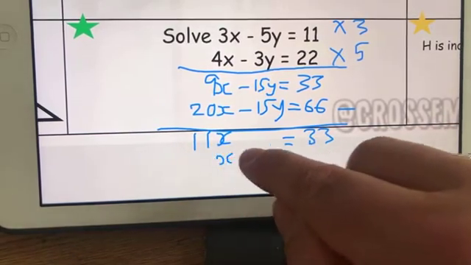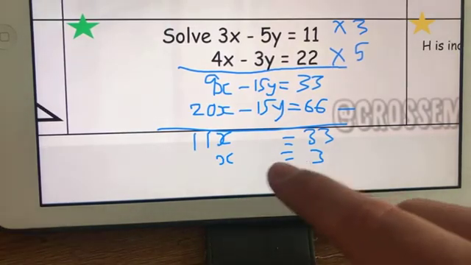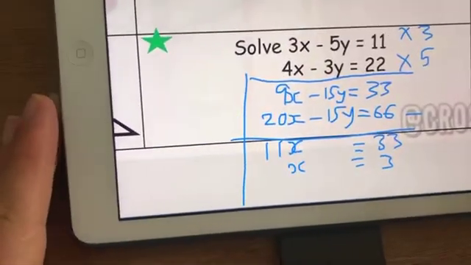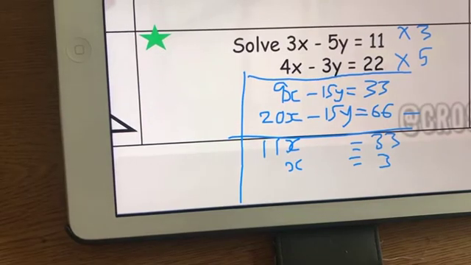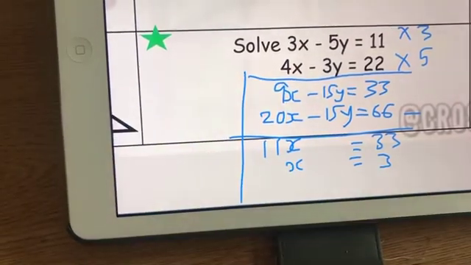11x equals 33. X would have to be 3. That's halfway there. Once I know x is 3, I've got to substitute that back in. Doesn't matter which side you go for the substitution. I'm going to put it into the top one. So I end up with 3x.